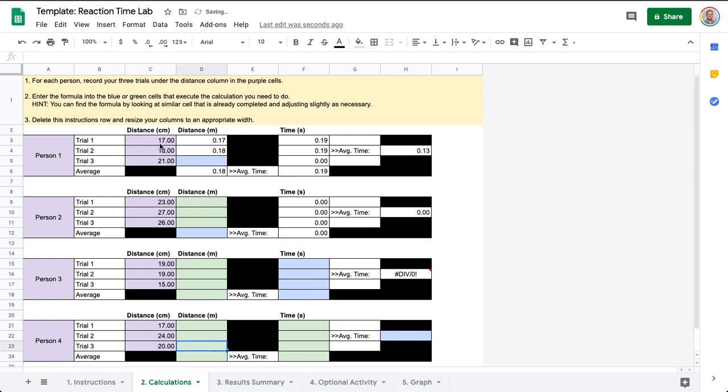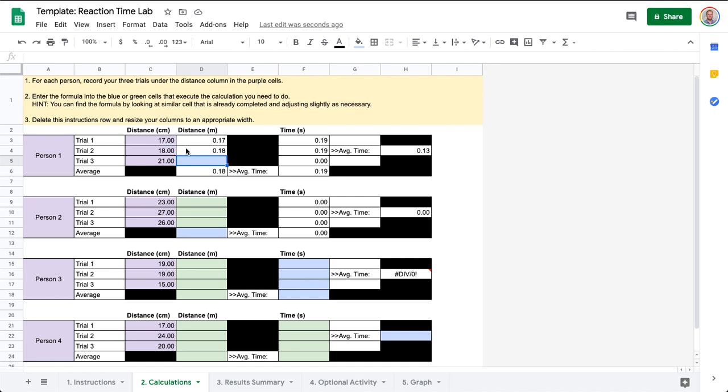So you'll notice that when I entered this, it automatically converted the distance from centimeters to meters. And the reason we want to do that is because the standard unit of measurement for distance in physics is the meter. So it automatically converted the first two. What we need to do is convert that last measurement.